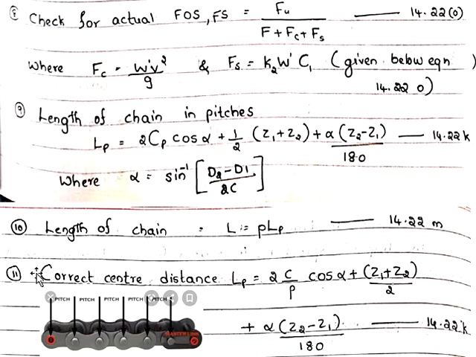Last step, find out correct center distance using equation number 14.22k. Actually this equation used in step number 9 and step number 11 is similar. This equation is not there in data book. Equation used in step number 9, it is 14.22k, but there is a small difference between step number 9 and step number 11. Here it is C prefix P, but here it is C divided by P. That's the difference between step number 9 and step number 11. So that completes design procedure for chain drive.